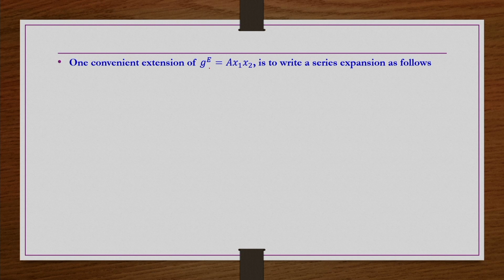So, now this is the simplest one as we said. So, obviously, it is not going to be reliable or suitable for all components. So, then we have to make a kind of correction or add more terms. One of the convenient forms is writing this in a series expansion form like this. That is, GE is equal to x1 x2 multiplied by a plus b (x1 minus x2) plus c (x1 minus x2) whole square plus d (x1 minus x2) whole cube and so on.